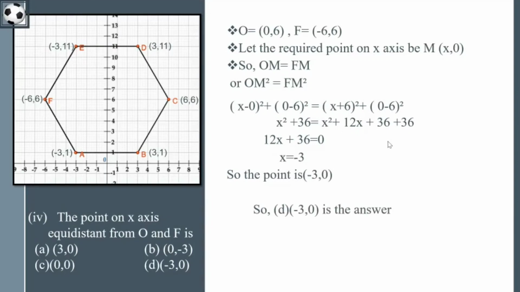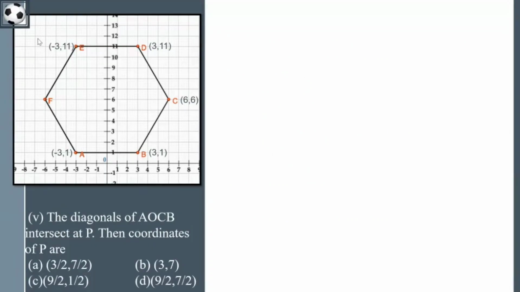We are left with the last part of the case study question. So let us come to the fifth part. The diagonals of OACB intersect at P. Then the coordinates of P are (3/2, 7/2), or (3, 7), or (9/2, 1/2), or (9/2, 7/2).